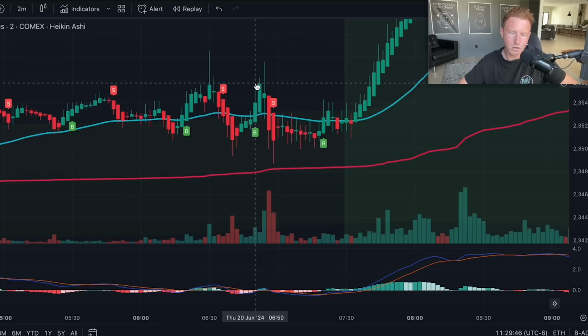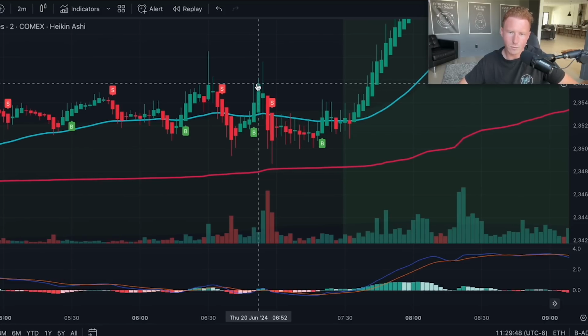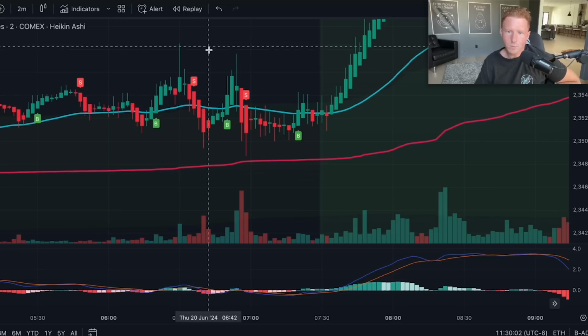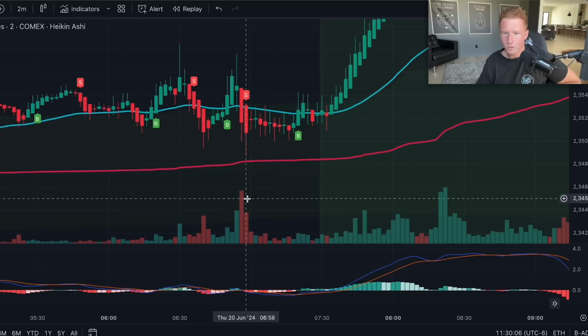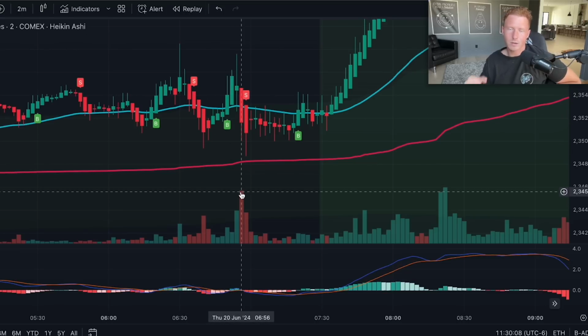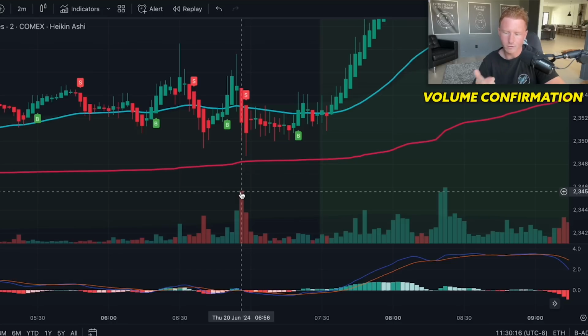So I don't want to enter long right at a resistance. Instead, I waited for another pullback. And once we pull back here, what do you notice about the volume? The volume really started kicking in, and this gave me way more confidence to actually enter the position long because now I just have all these confirmations stacked.